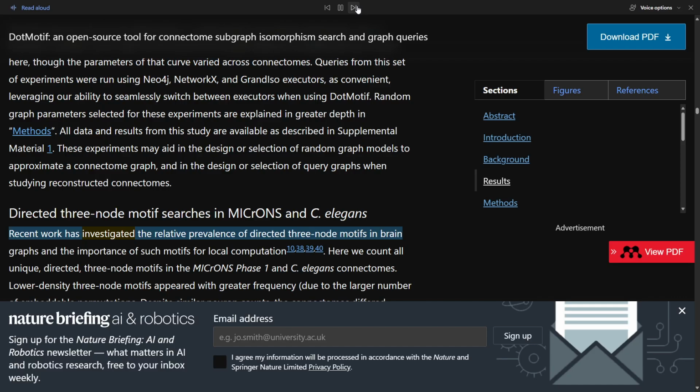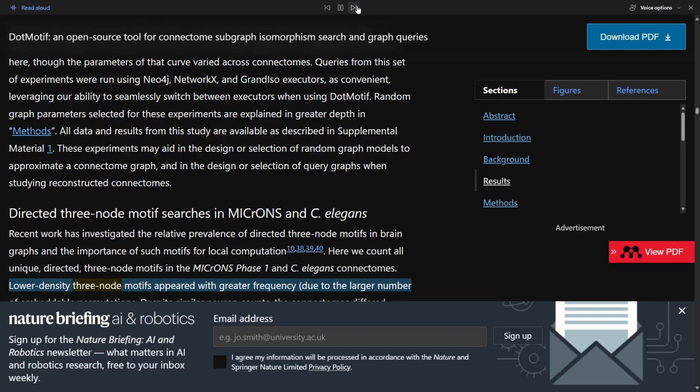Recent work has investigated the relative prevalence of directed 3-node motifs in brain graphs and the importance of such motifs for local computation 10, 38, 39, 40. Here we count all unique directed 3-node motifs in the MICrONS phase 1 and C. elegans connectomes.